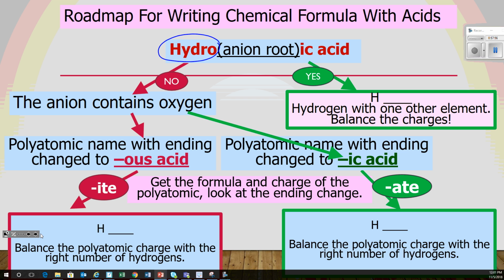Remember, OUS, we're going to get in a fight. So OUS goes to ite. And ick goes to ate because I ate too much. So I'm looking for those polyatomics to put with a hydrogen to figure out the formula. And both the red and the green box down at the bottom basically say the same. So if you can't see the bottom of one of them, it's the same.